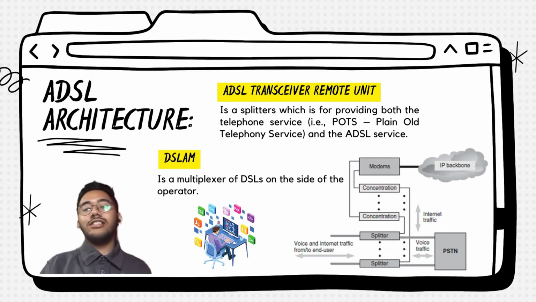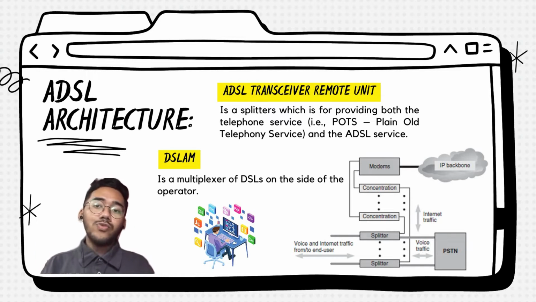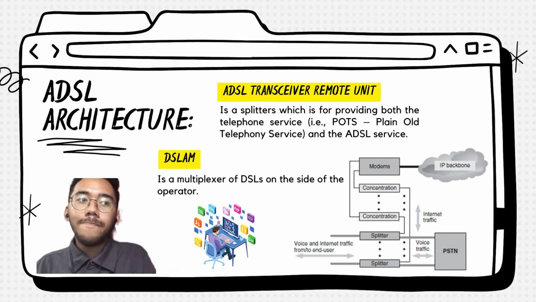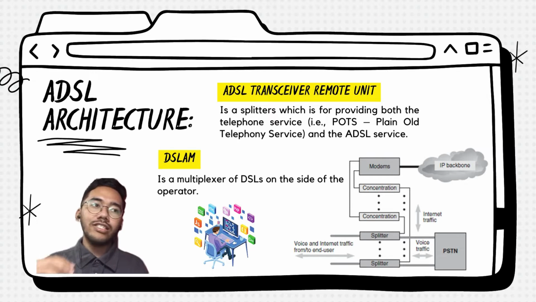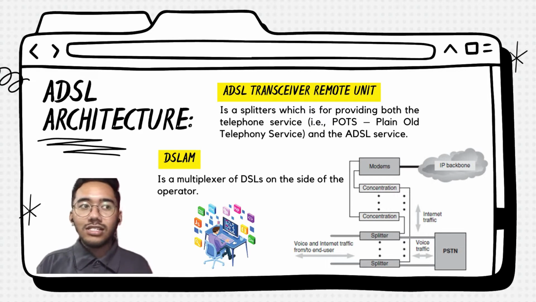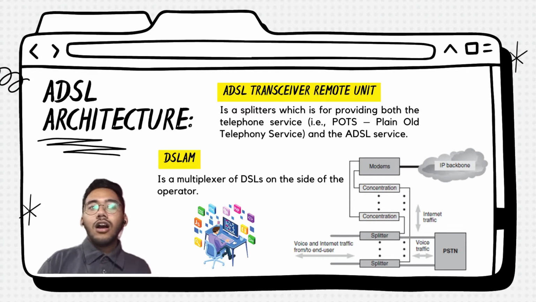ADSL access architecture. The components that participate within the ADSL architecture are, one, the ADSL transceiver remote unit, and the second is the DSLAM. The ADSL transceiver remote unit is a splitter which provides both the telephone service and the ADSL service, and the DSLAM is a multiplexer for DSLs on the side of the operator.